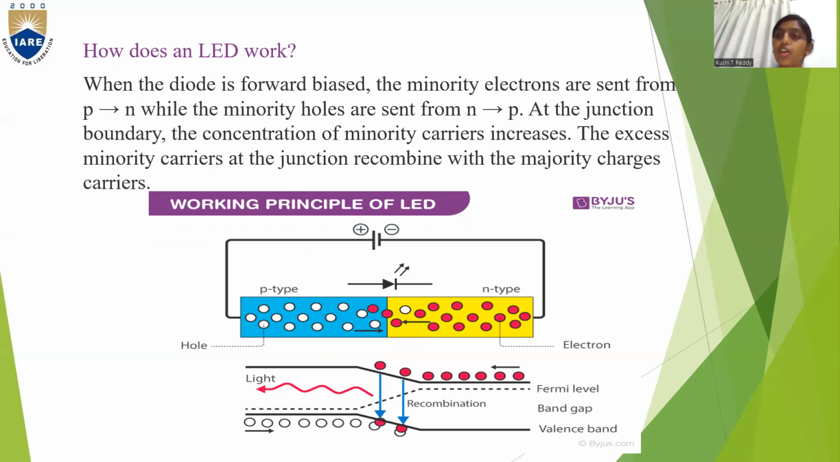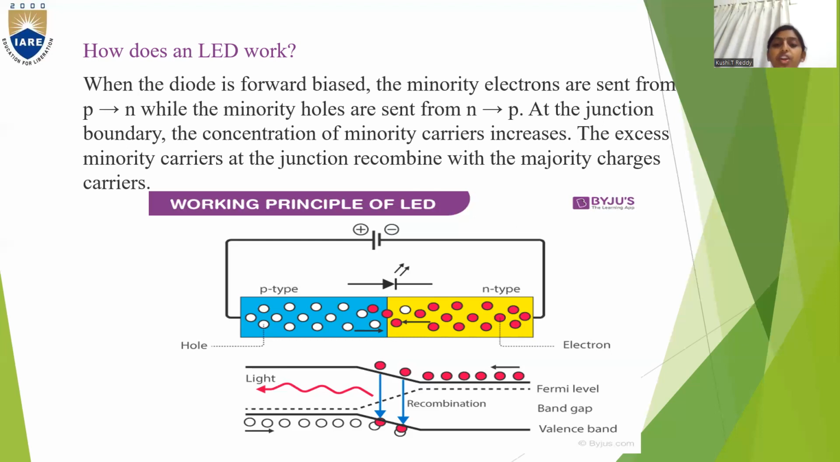So when the diode is forward biased, the minority electrons are sent from the P to N junction, while the minority holes are sent from the N to P junction. At the boundary, the concentration of minority carriers increases. The excess minority carriers at the junction recombine with the majority charge carriers.